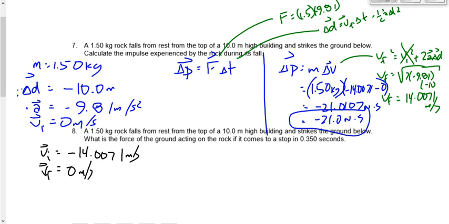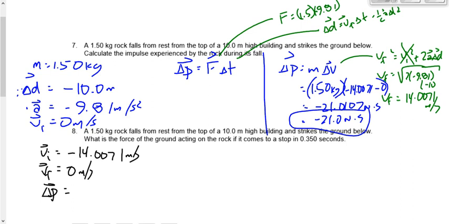Oh, you know what? We also have the impulse here in question number 8. What is it? If you gained 21 Newton seconds of momentum on the way down, how much did you lose when you stopped? Your impulse was negative 21 as you fell. What's your impulse as the ball stops, or as the rock stops?